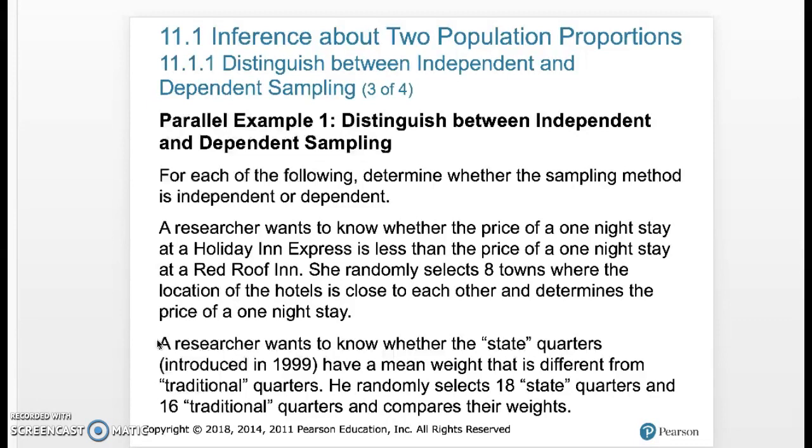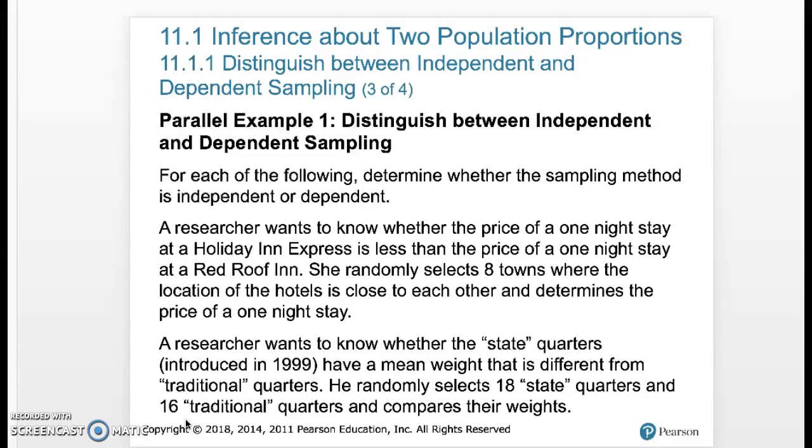Let's look at our second one. A researcher wants to know whether the state quarters introduced in 1999 have a mean weight that is different from traditional quarters. He randomly selects 18 state quarters and 16 traditional quarters and compares their weights. In this case, one of the first tip-offs is that we have different sample sizes. We had 18 state quarters and 16 traditional. And there's no indication of any sort of pairing up, but the difference in sample sizes also poses a problem.